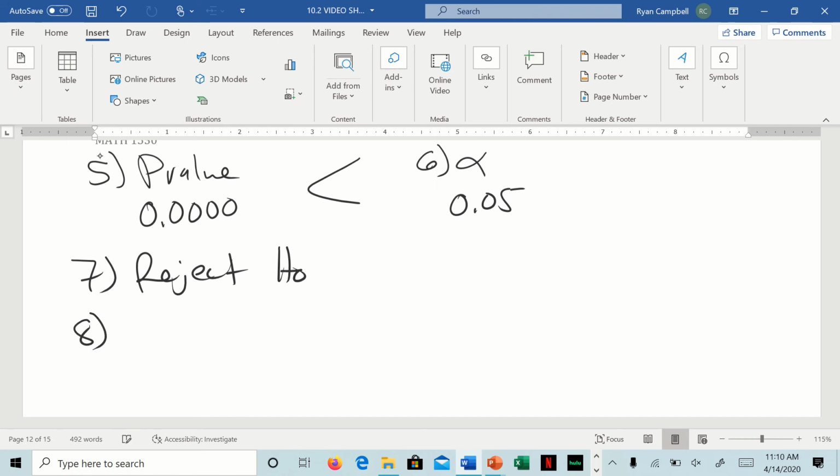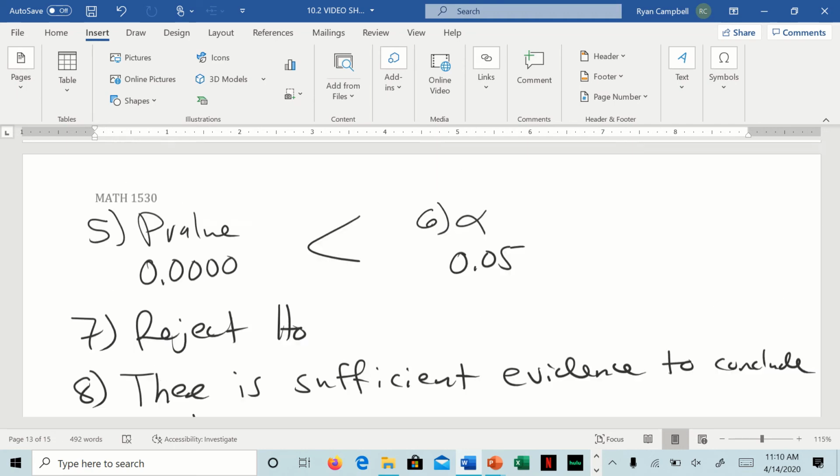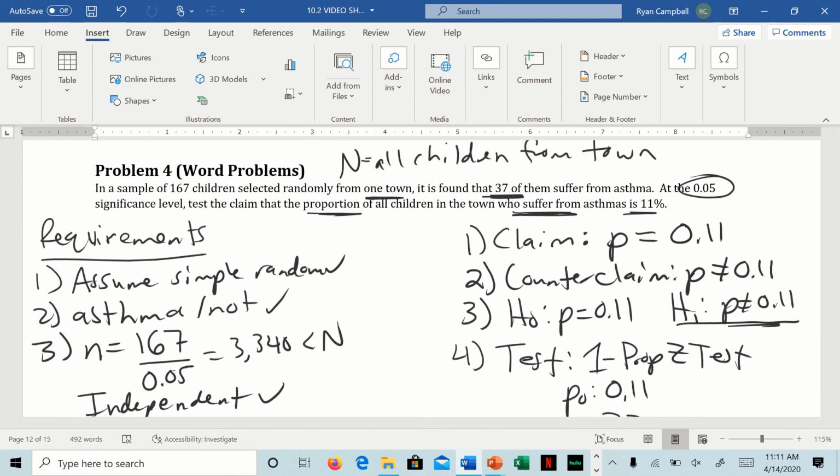So number 8, since we rejected, there is enough evidence, right? If we ended up having enough evidence to reject it, then there is sufficient evidence to conclude that, now what are we trying to conclude? Let's look at HA. It says p is not equal to 11%, which in this case is the counterclaim. So it's whatever the opposite is. The claim is that the proportion who suffer from asthma is 11%. So we concluded that it is not 11%.